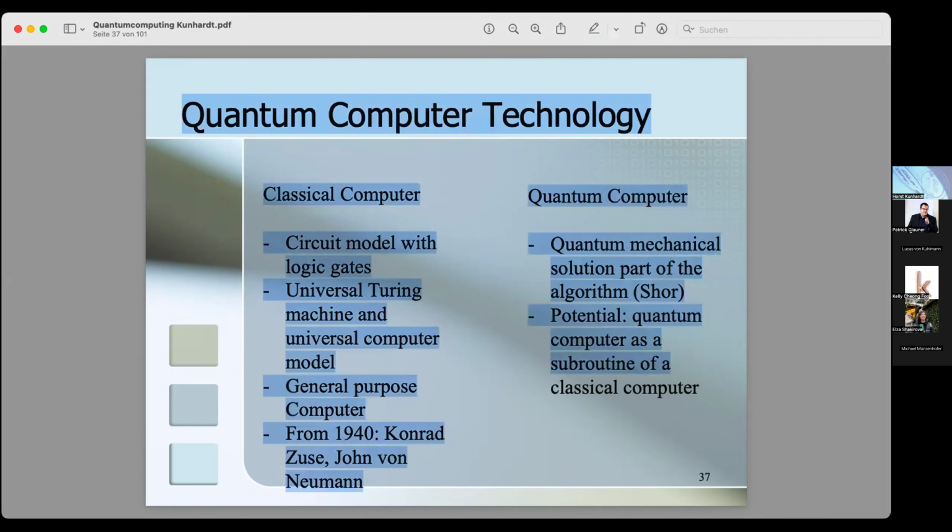In a quantum computer, so that was my Schrödinger's cat. In a quantum computer, the quantum mechanical solution is part of the algorithm. So we will see an implementation of the Shor algorithm based on molecules. And maybe today we are coming more to the conclusion that the quantum computer can be a subroutine of a classical computer.